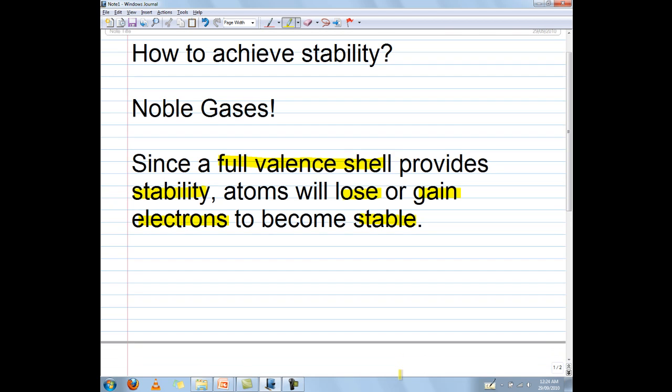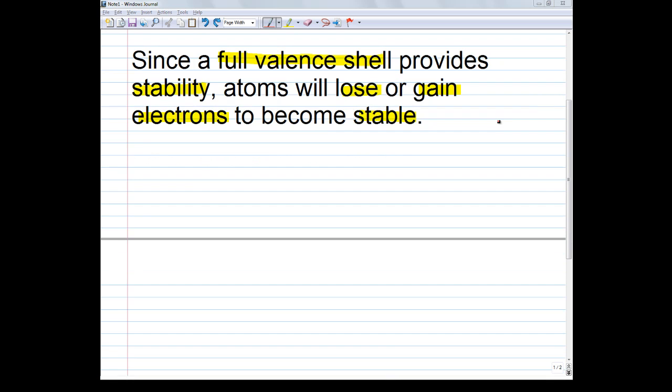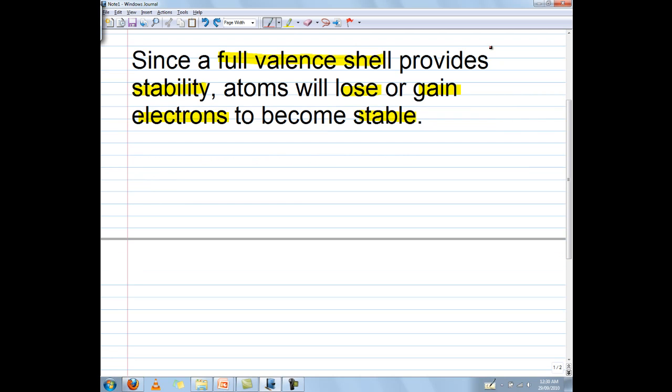Alright, so let's take a look at an example. One other thing, this statement over here is essentially known as the octet rule. And the octet rule essentially states that when an atom has 8 electrons, or rather a full valence shell, it is going to be stable. Alright, so back to our example.